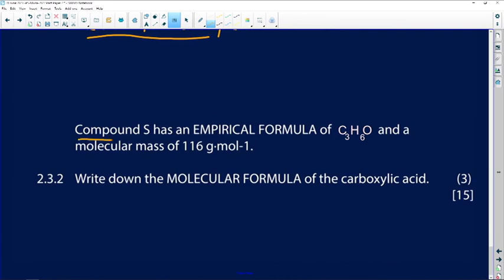Now, 2.3.2, we are given a statement first. It says compound S has an empirical formula of C3H6O and a molecular mass of 116 grams per mole. What are we tasked to do here for 3 marks? We are tasked to write down the molecular formula of the carboxylic acid.